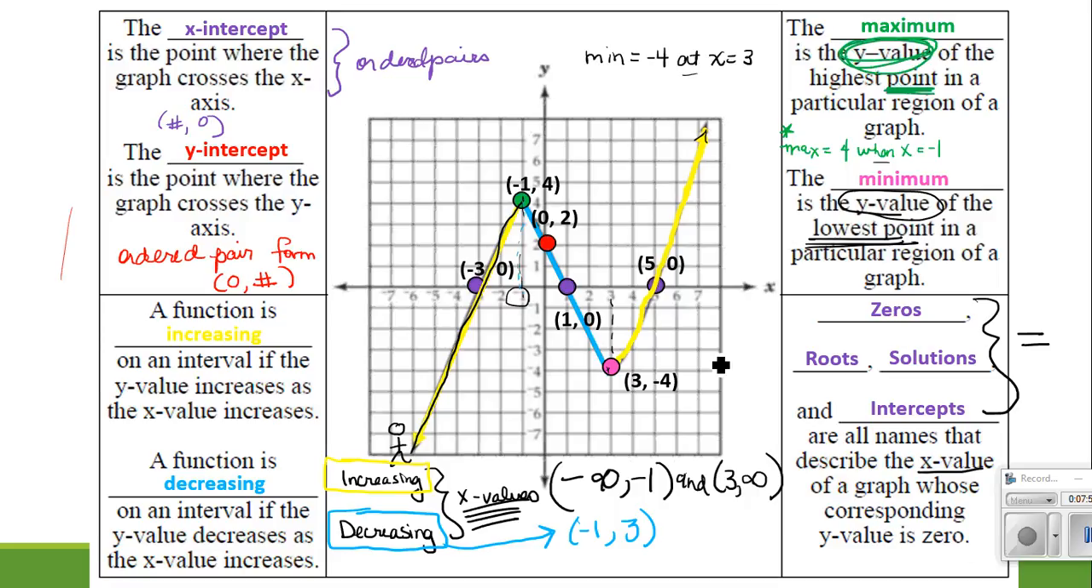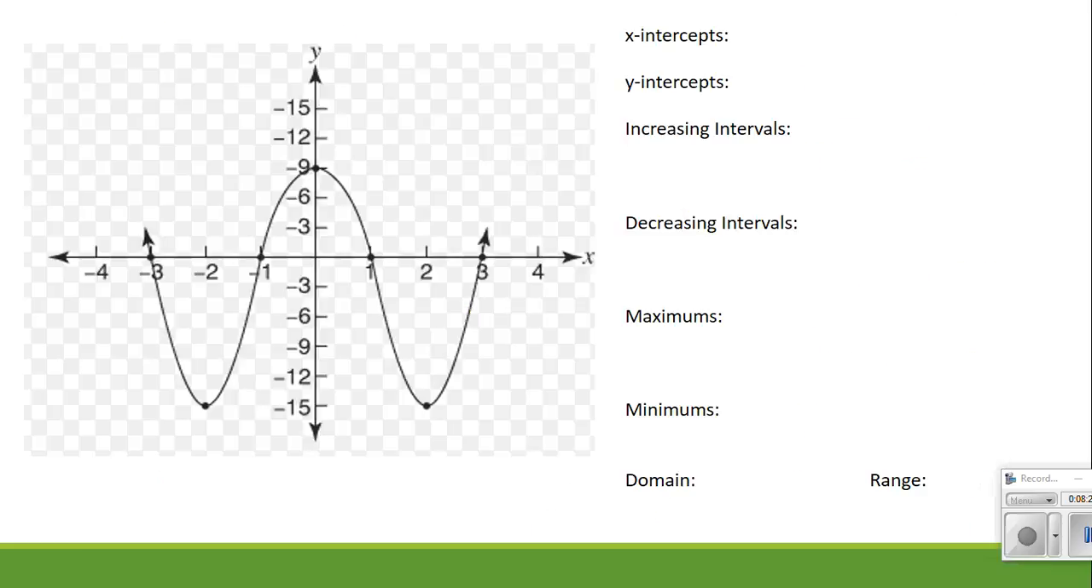So where is the y value 0? Well, at 5, 1, and -3. So those are the zeros, the roots, the solutions, or the intercepts of the graph. Now with that, we are going to do a couple of examples where I do all of this for one graph. Example number 1, intercepts.